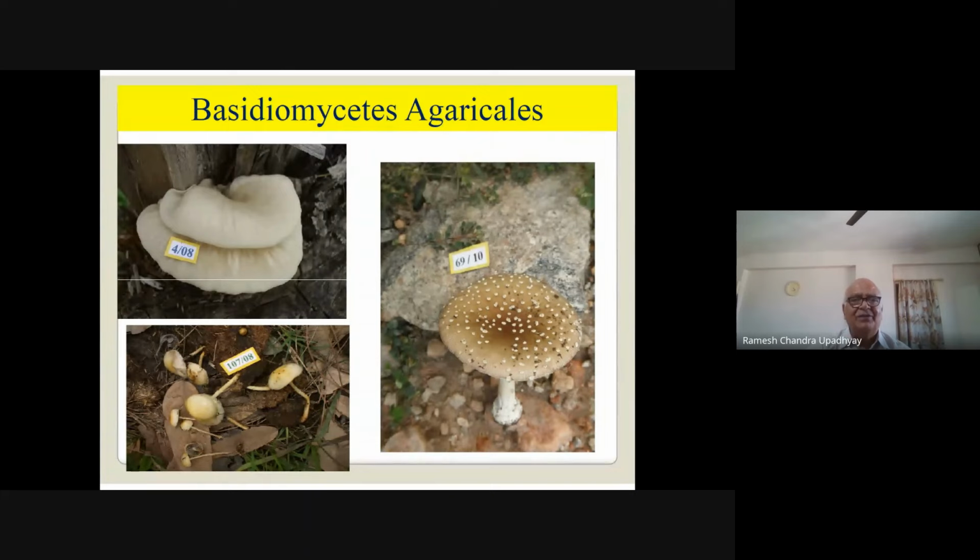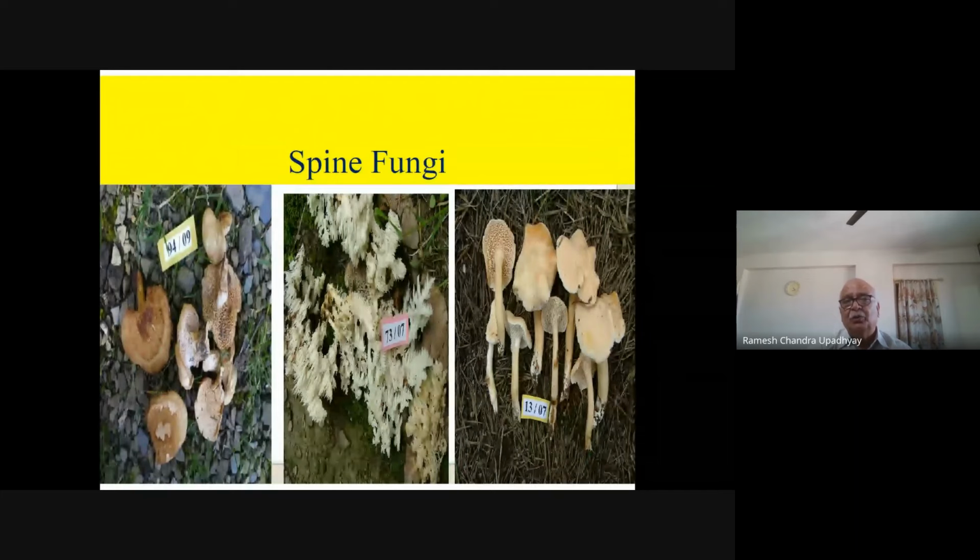Yeah, here, this mushroom doesn't have basidia on gills. They are known as spine fungi. You can see these are spine-like structures. So the hymenium, the basidia or spore producing structure, is spine-like. You can see here, this is Hericium coralloides. It is shaped just like a coral. So here you can see the coral shape, and this is albatrellus. These are also spine fungi. Next one.